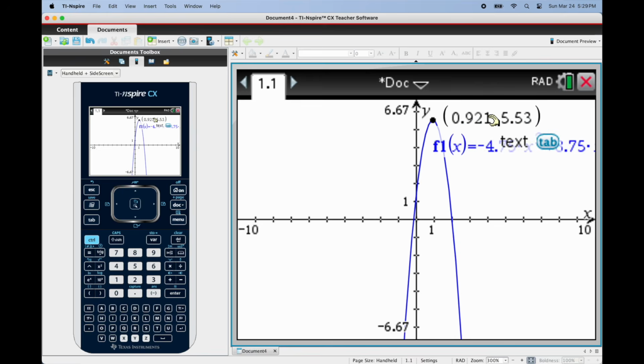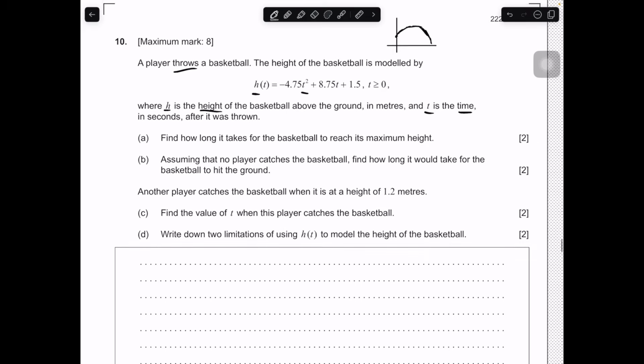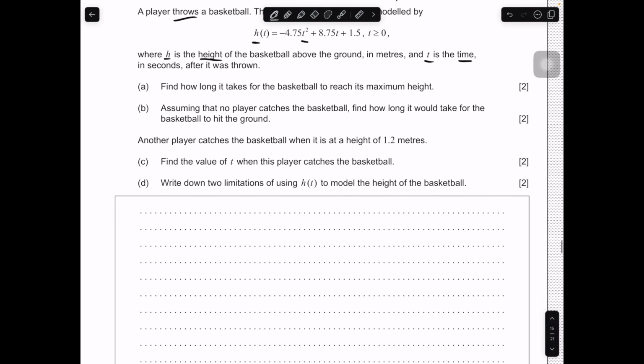Okay. So the highest point, this is height against time. The highest point the basketball goes is 0.921. I hope this is not 921 meters after 5.5. Oh no, I'm sorry. Thankfully, that's not the case. x is our time. y is our height. After 0.921 seconds, we're 5.53 meters in the air. That's reassuring. Okay, how long does it take a basketball to reach its maximum height? 0.921 seconds.